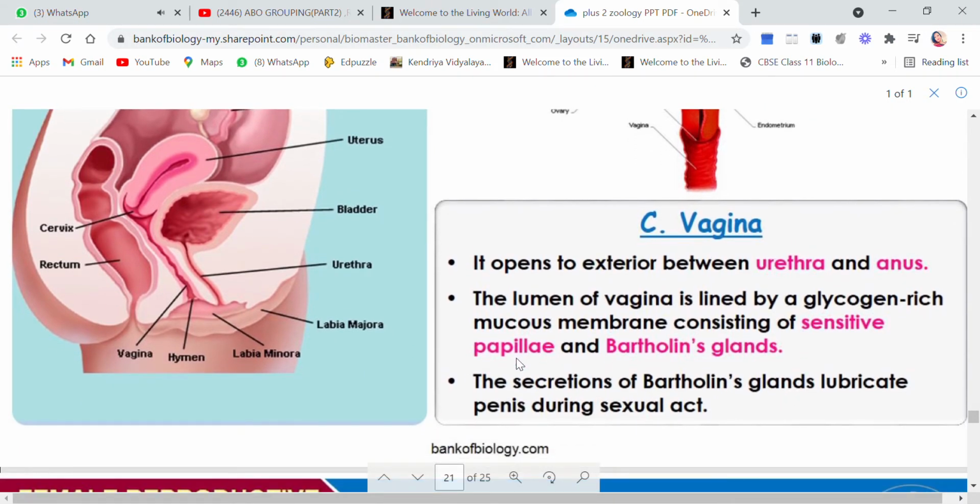Now the secretions of Bartholin's gland will help in lubrication so that the penis can enter easily into the vagina during sexual contact. These secretions will help the vagina to get wet so that the penis enters the vagina during the sexual act.